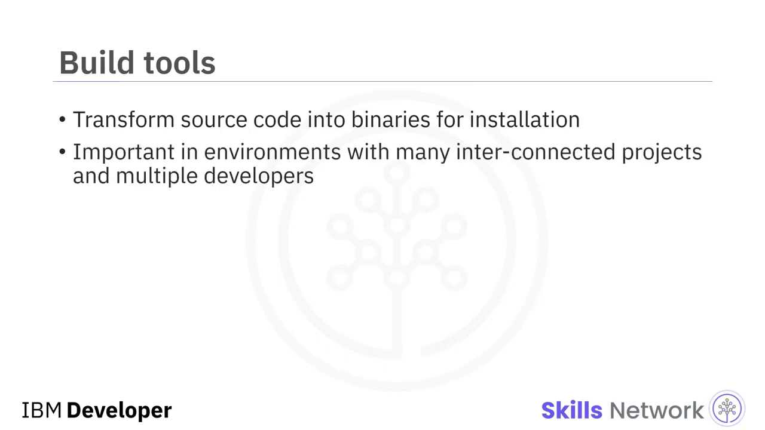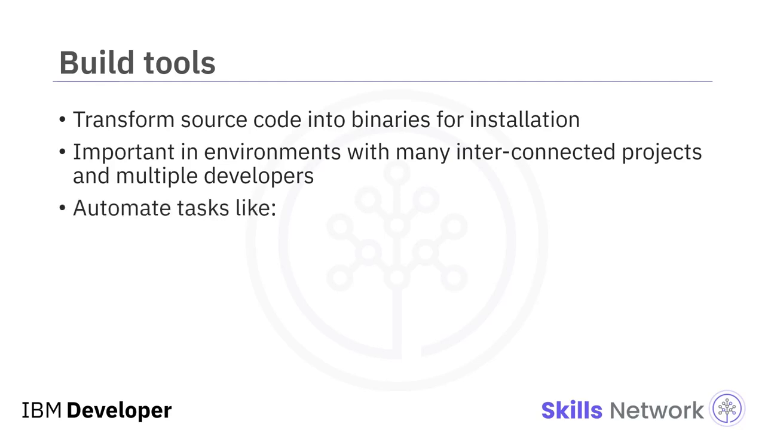They are most important in environments where there are many interconnected projects with multiple developers contributing to each project. In these environments, it can be very difficult to keep track of what changes were made, in what order, what dependencies exist, and what needs to be incorporated in the next build. So automation is key to keeping everything running smoothly.